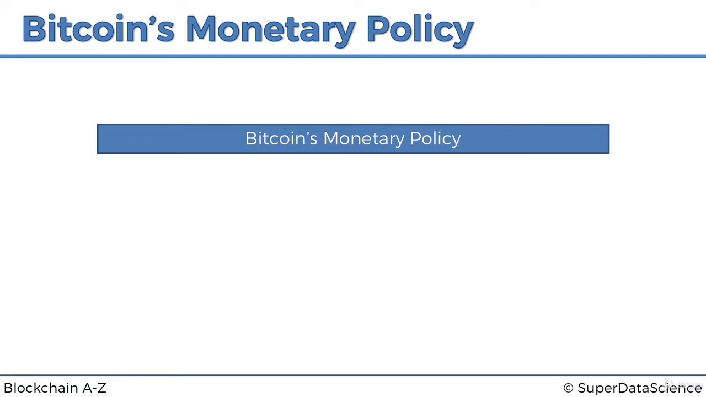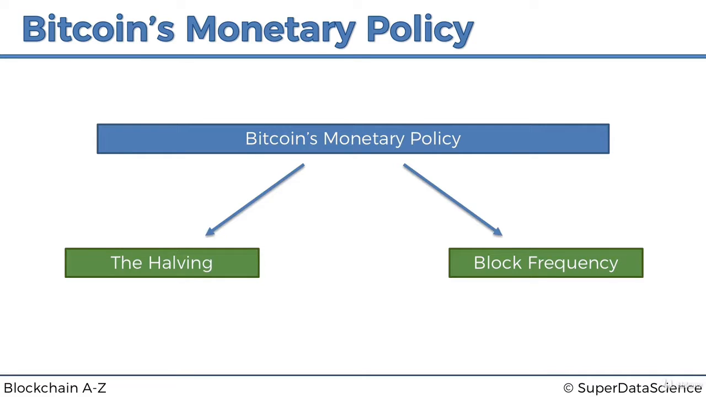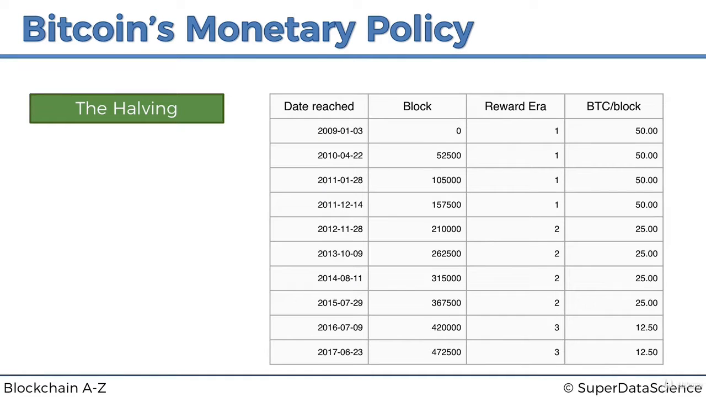Bitcoin's monetary policy consists of two main parts, a principle called the halving and block frequency. We'll have a look at both of them. So the halving, what is it all about? Well, this principle states that the number of Bitcoins released into the system is halved every 4 years. So it's actually not just 4 years, it's 210,000 blocks. Every 210,000 blocks, the number of Bitcoins per block is reduced by 2x.